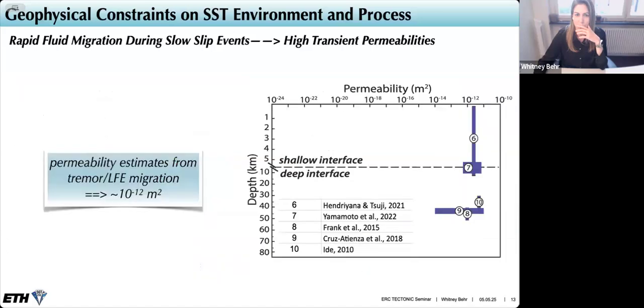And several other people have used these kinds of tremor migration rates to estimate permeability in a similar way. And those are generally in this same range of 10 to the minus 12 meters squared, although of course the uncertainties are probably on the order of 1 to 2 orders of magnitude. But the main point here that I'll come back to later is that this is a really high transient permeability for what we expect for deep-seated rocks.